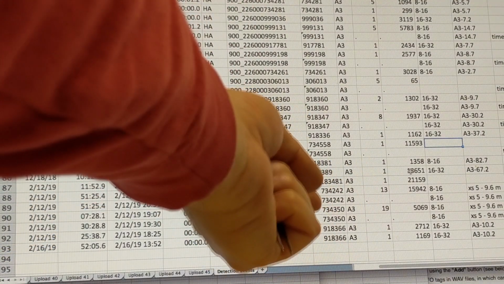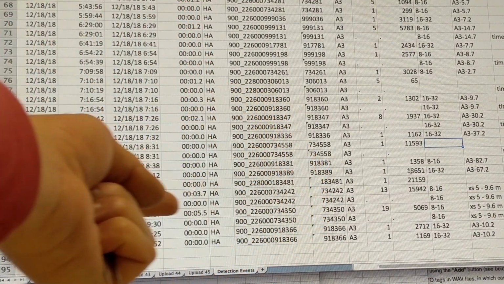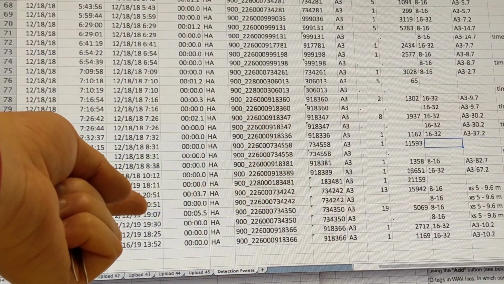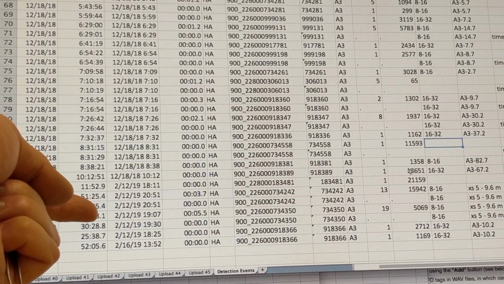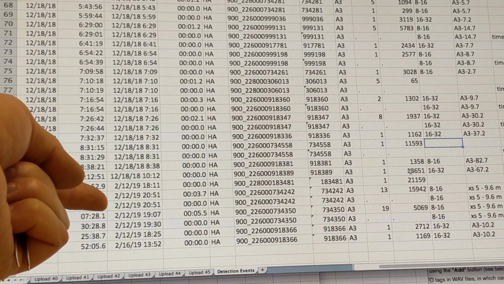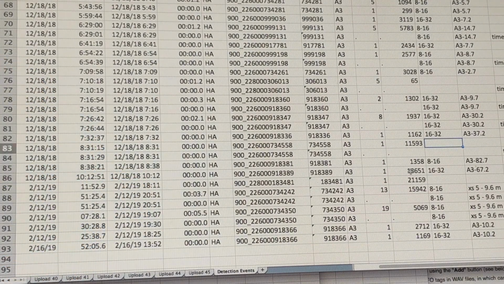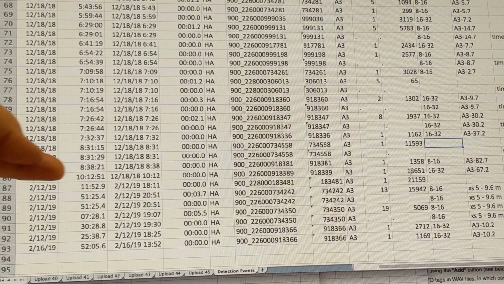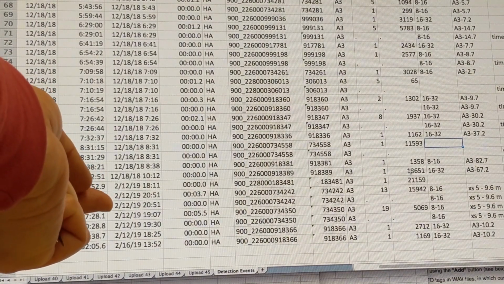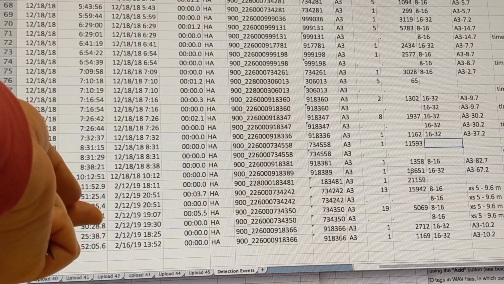The other one's tag number is 734350, and it shows up at the antenna at 1907, so a little over 2 hours it took this tracer to make it to the antenna, and it took 23 minutes for it to transit the antenna. That is, the time between the first detection at the antenna and the last detection at the antenna is 23 minutes.